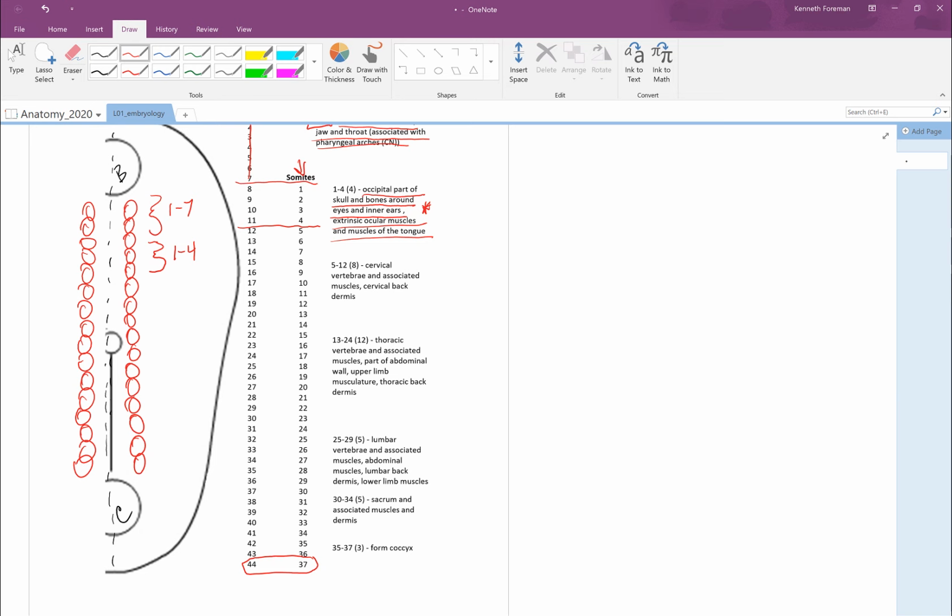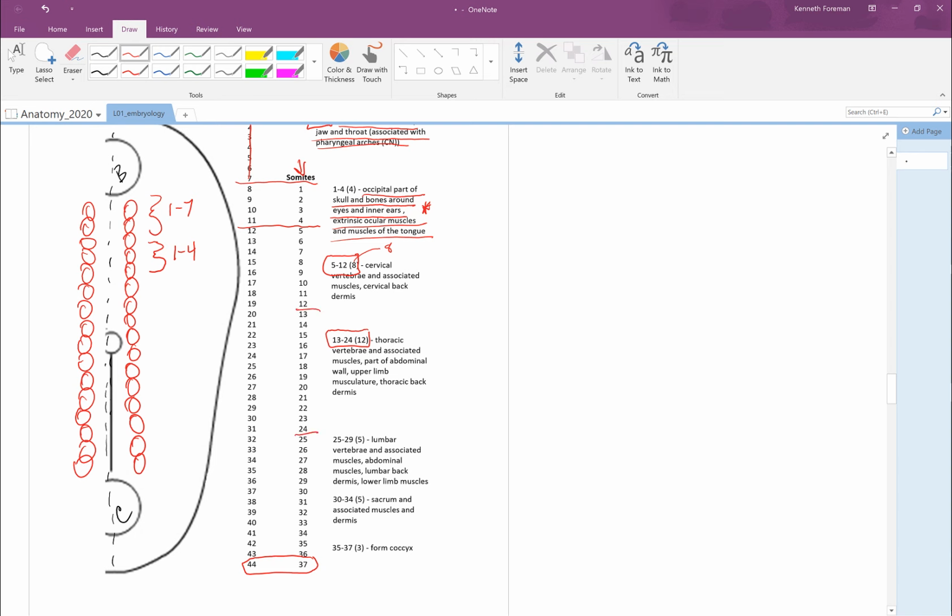Now we have the next 8, which are going to contribute to cervical vertebrae and associated muscles and cervical back dermis. Okay. So if you think about it, each one of these would be associated with some form of neural tissue. And how many cervical nerves do we have? We have 8.